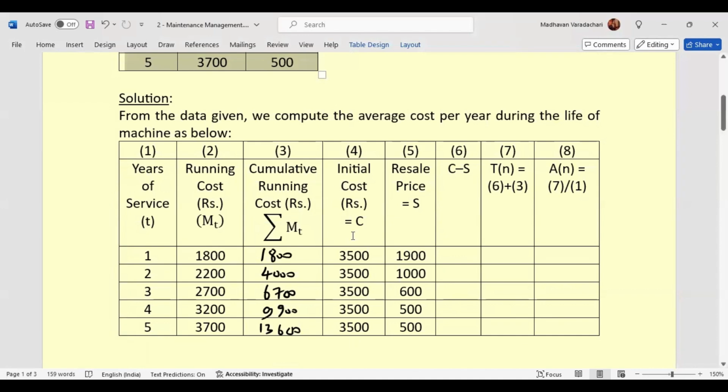Now, this is the initial cost. This is the resale price. So initial cost minus resale price will be the net cost. So first one, it will be 3,500 minus 1,900. It works out to 1,600. 3,500 minus 1,000, it works out to 2,500. Then here it is 2,900. Then it is 3,000. Then it is 3,000.